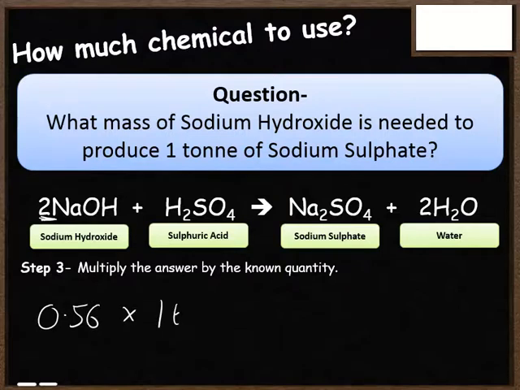The last step is to then take my answer, 0.56, and multiply it by the known quantity. I know that I need 1 ton of sodium sulfate, so I do 1 ton of sodium sulfate times 0.56. That works out as 0.56 tons of sodium hydroxide needed.